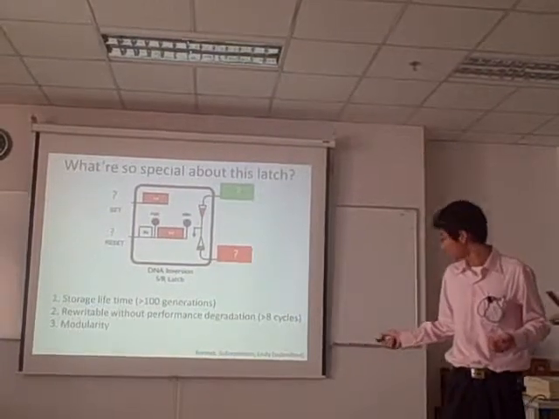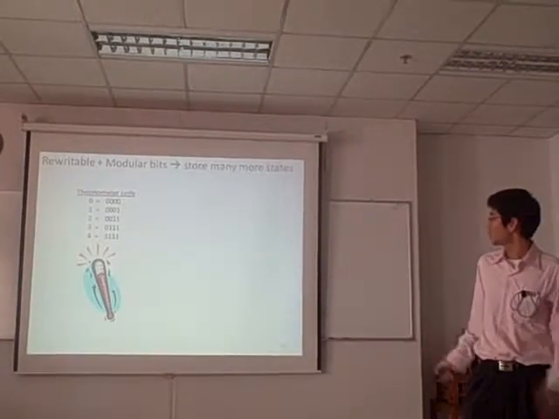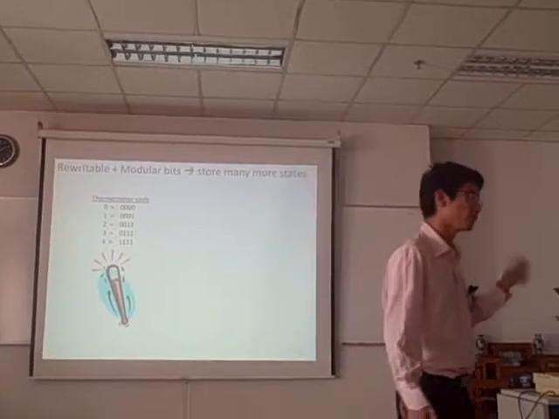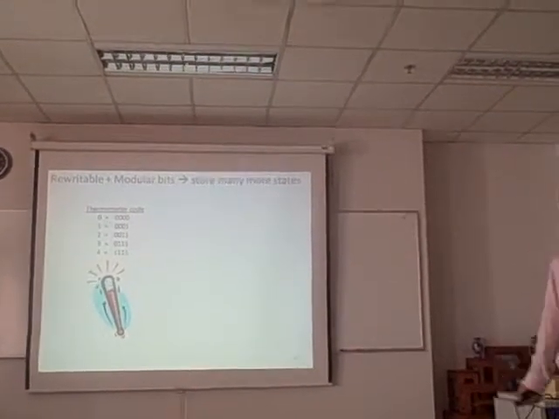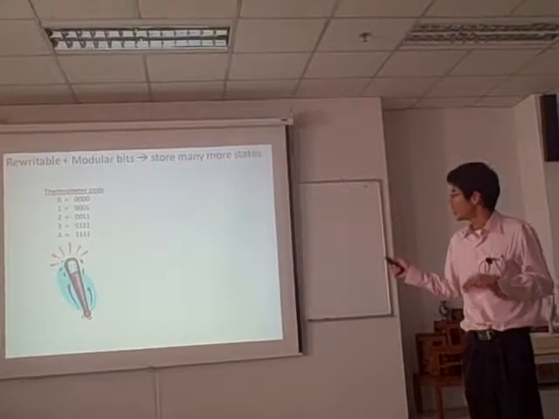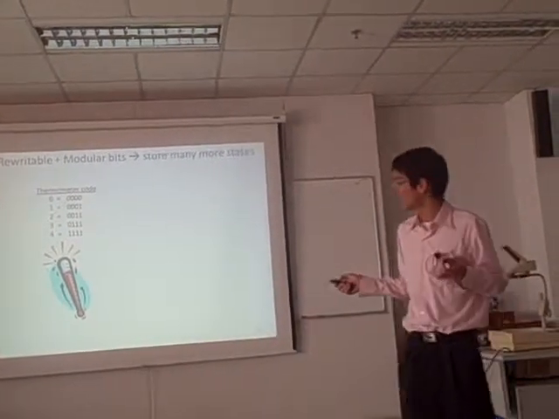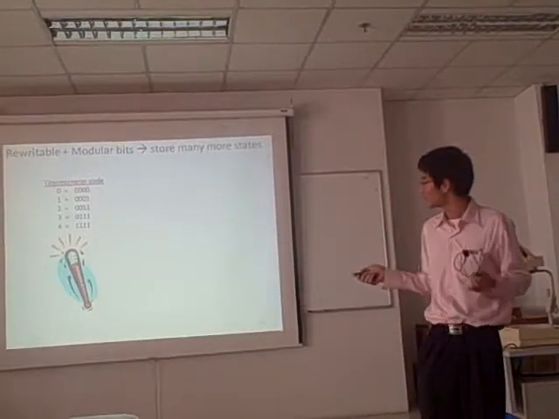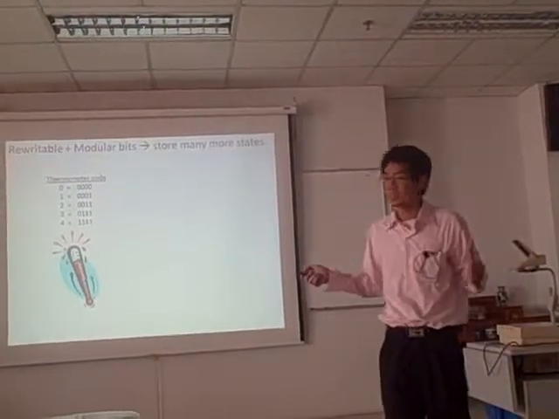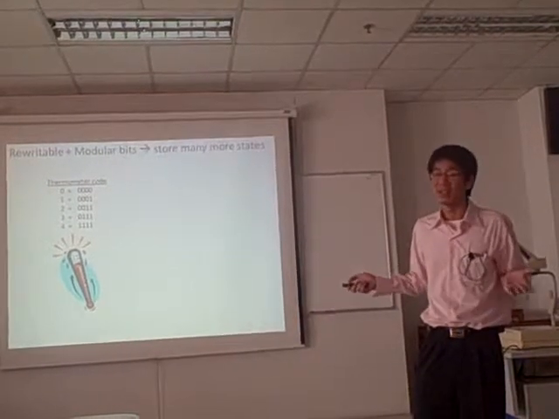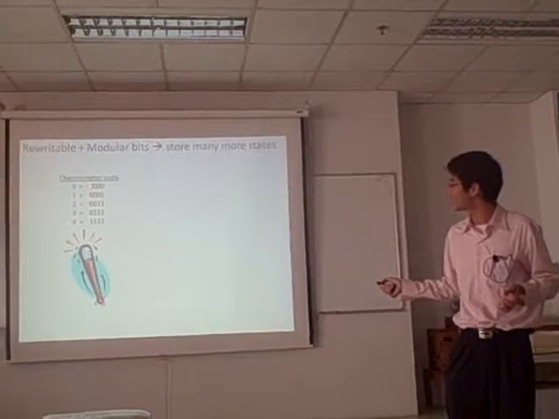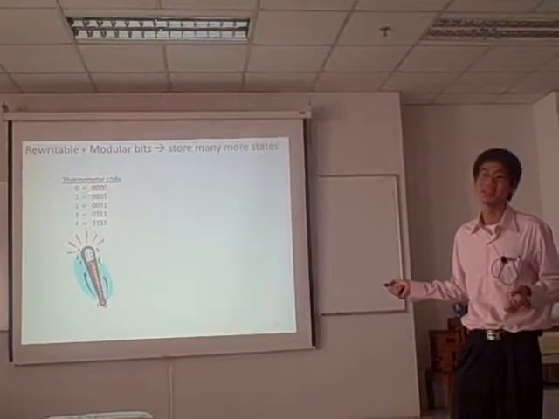And so why are these two things important? Let's think about this. Most of the memory that people have been building over the past several decades cannot be rewritten. So if you want to store multiple bits of information, the capacity, the number of states that you can store, only scales linearly with the number of bits that you have. It counts as thermometer code. So I start from 0, 0, 0, 0, this is like 4 bits in state 0, right?